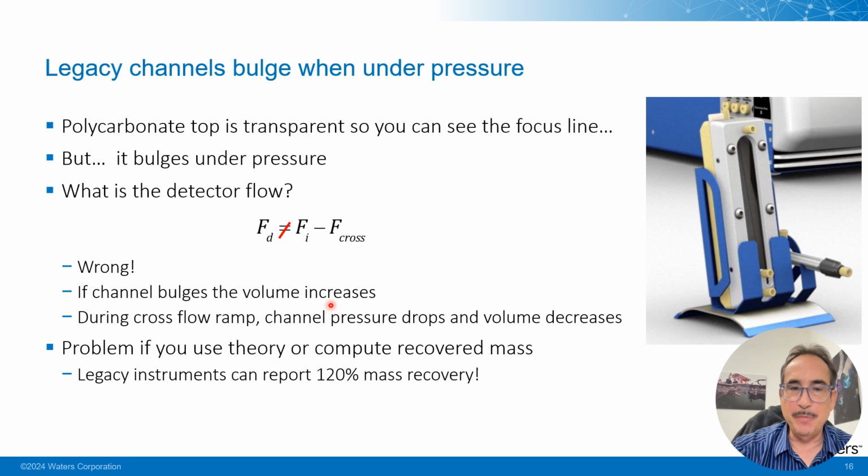And it also means if you don't know the detector flow, or you think you know the detector flow, then when you try to compute things like recovered mass, if the flow isn't what you expect it to be, you get inaccurate recovered masses. And I've seen legacy instruments report recovered masses of 120%. In other words, they're creating sample, which clearly is nonsense.